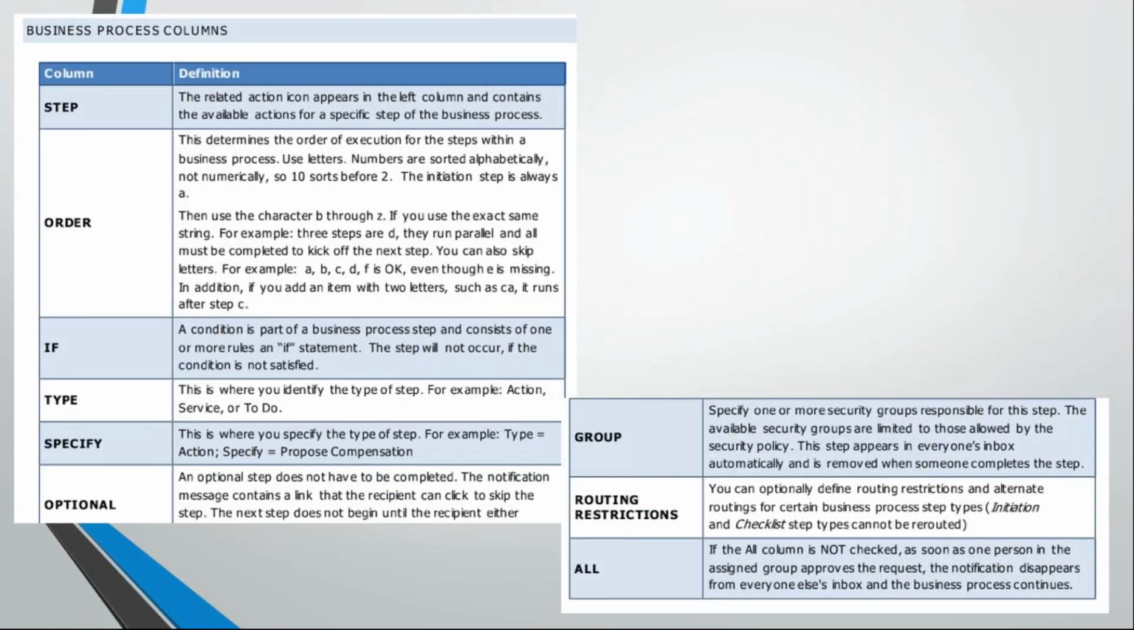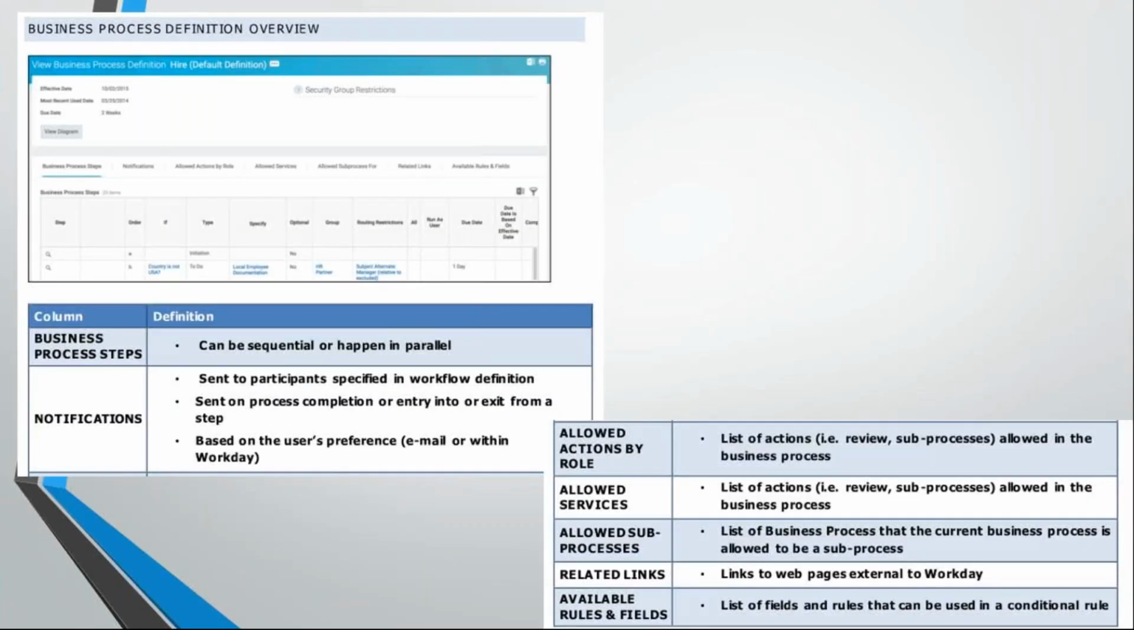So again, you see some of the columns on the screen. You see this as a step, and you see this column name as an order. You see this as if, and type and specify. So just remember this, because I'm going to tell you in the next slides what they actually mean.